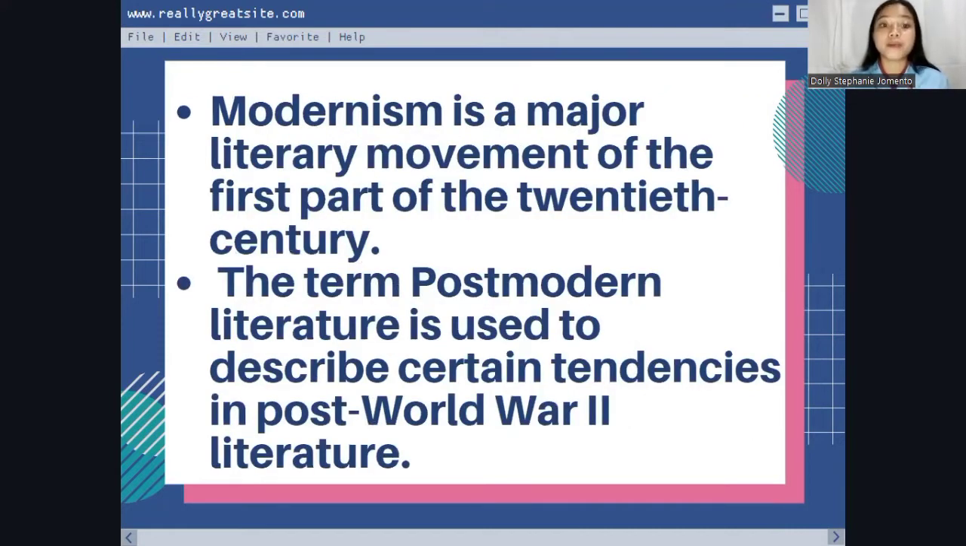Now, modernism is a major literary movement of the first part of the 20th century. The term postmodern literature is used to describe certain tendencies in post-World War II literature. So the spirit of modernism is a radical and utopian spirit stimulated by new ideas in anthropology, psychology, philosophy, political theory, and psychoanalysis. It was in the air, expressed rather mutedly by the pastoral and often anti-modern poets of the Georgian movement.